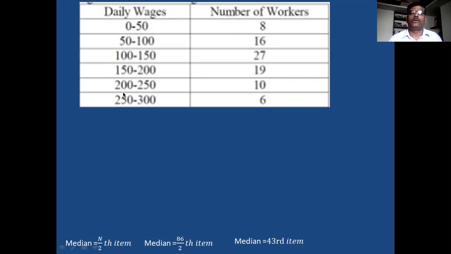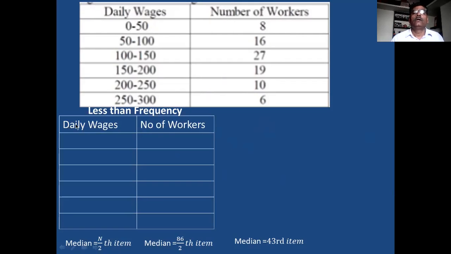It is the daily wage. 50 means it may be 50, 40, 30, like that. 50 to 100 means 50 may be the minimum, maximum 100. In between, it may be 75, 60, 30, 85, like that. Then how to calculate the cumulative frequency, I will tell you. I will take the same example. You see here how to calculate less than frequency. Daily wage, number of workers.